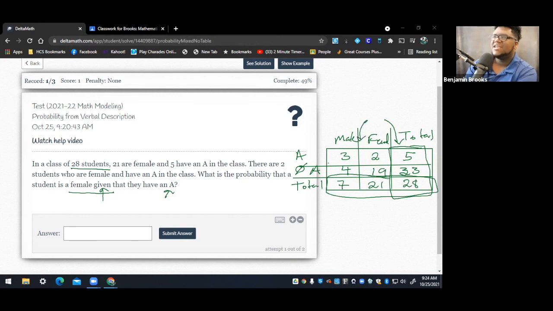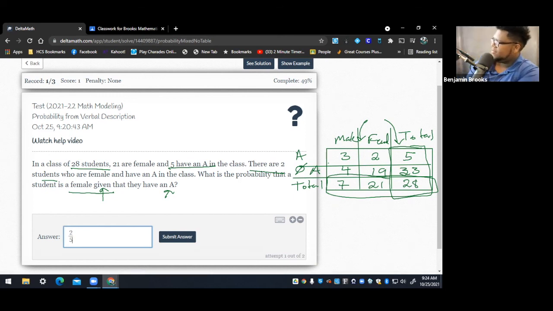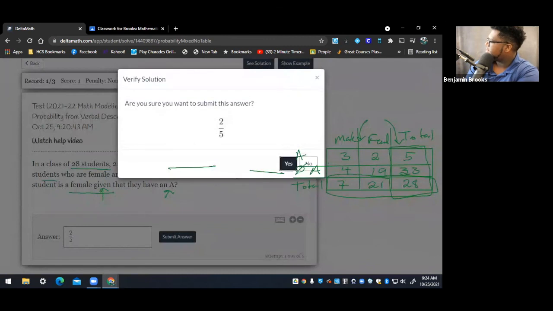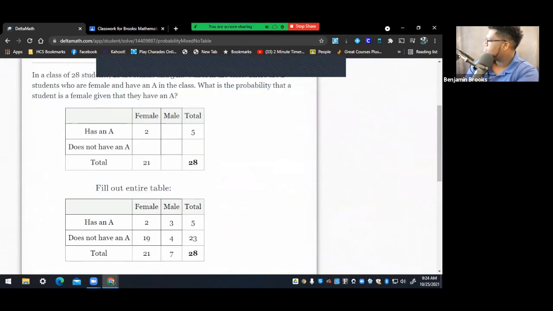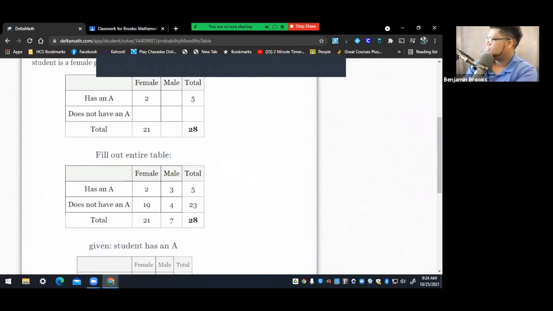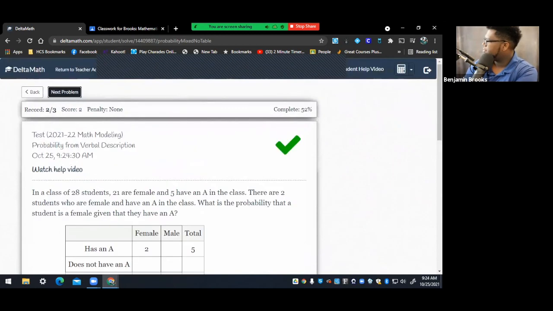2. 5, right. How many students are female? 2. So did I actually have to fill out this table? No, you could have literally done, there are 2 students in the class. 5 have an A, 2 over 5 is the answer. All right. However, I just wanted to show you how to use this, because later on, it's a good idea to use it that way. But be careful and note what the question is actually asking you. You can see they did something very similar here.